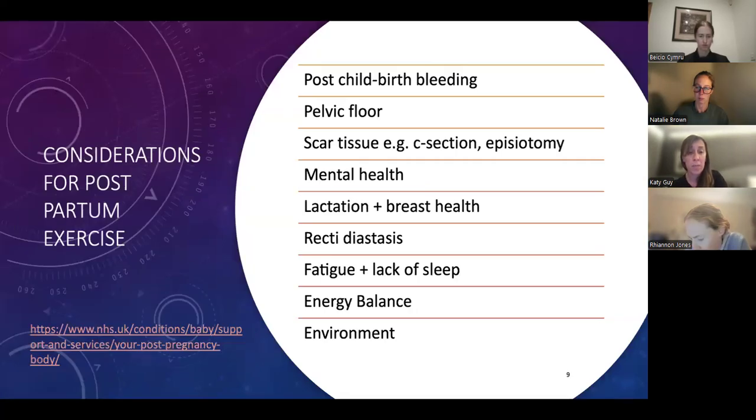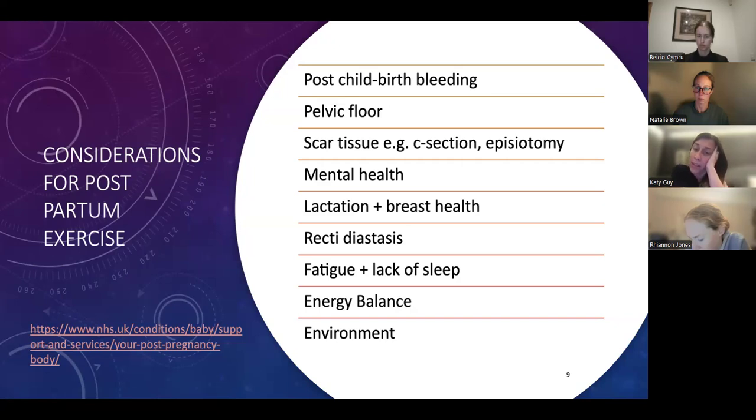What we want to make sure before we start our postpartum exercise is that we have no post childbirth bleeding. So we don't want to do anything if we've got any bleeding that's going on post childbirth. Pelvic floor, we've already mentioned, we'd be starting to do that early on during our pregnancy and carrying it on.